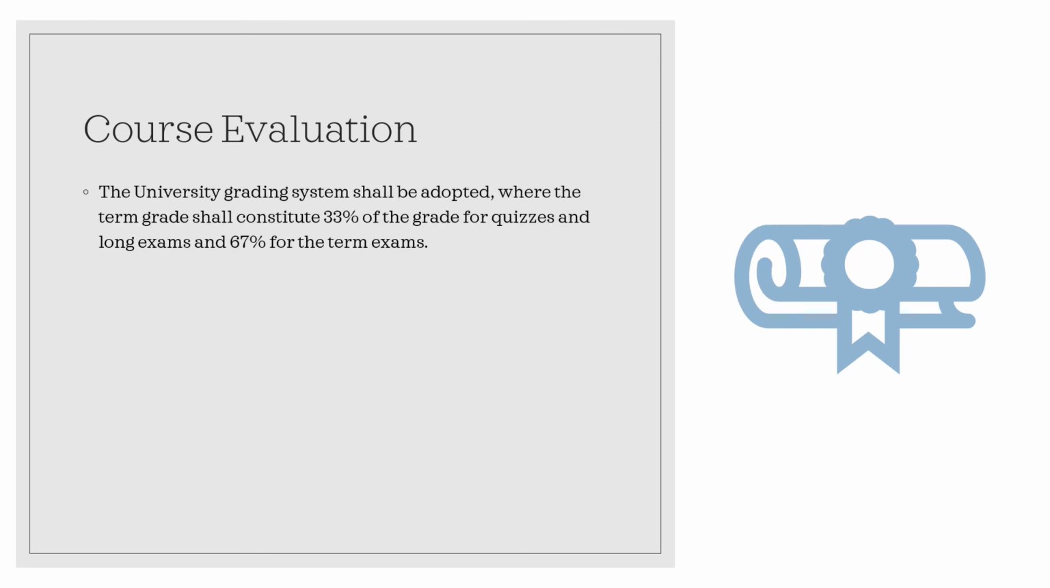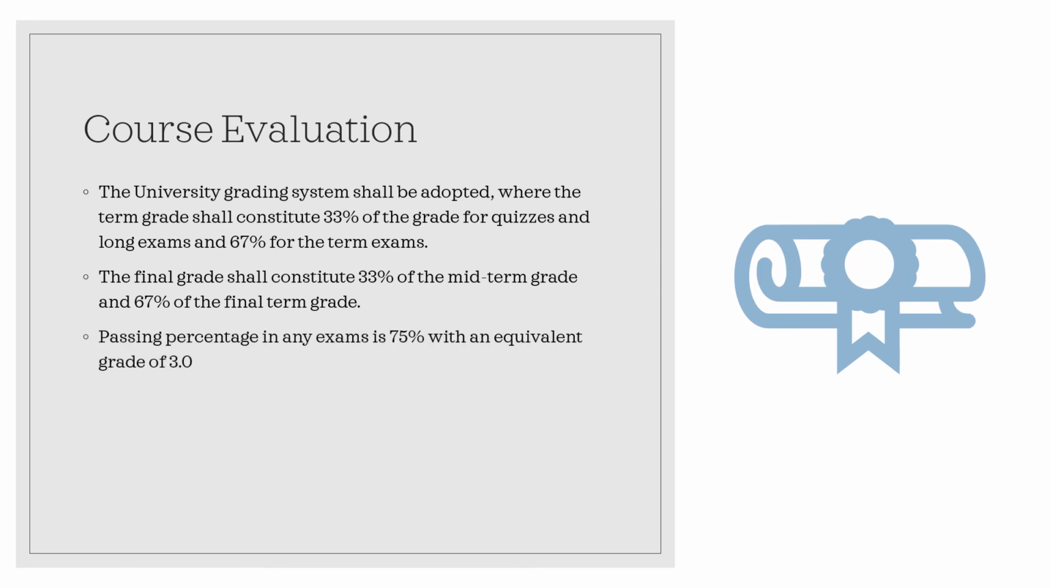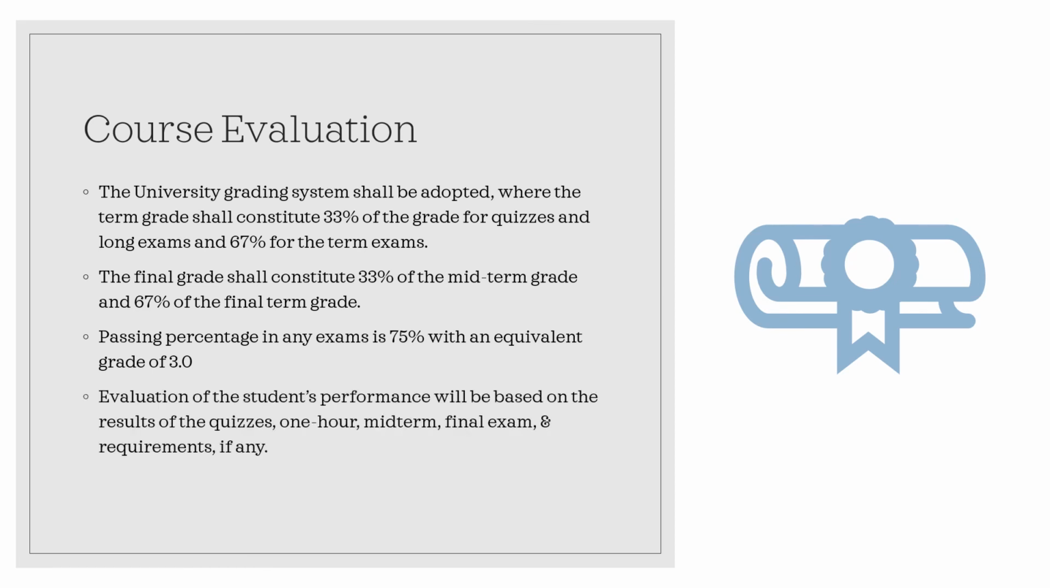The university grading system shall be adopted, where the term grade shall constitute 33% of the grade for quizzes and long exams, 67% for the term exams. The final grade shall constitute 33% of the midterm grade, 67% for the final term grade. Passing percentage in any exams is 75% with an equivalent grade of 3.0.